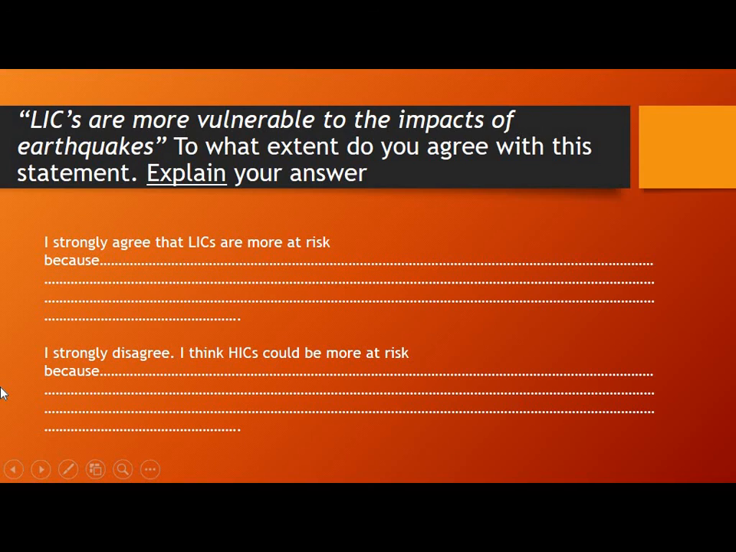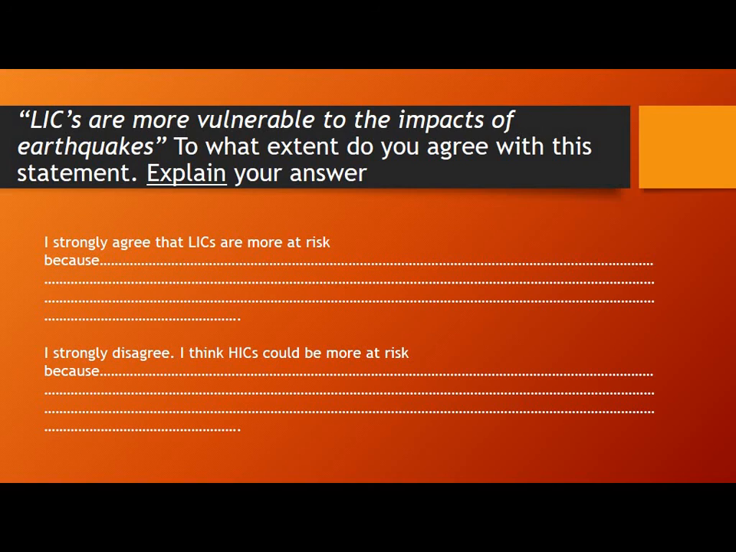Okay, the final task. LICs are more vulnerable to the impacts of earthquakes. To what extent do you agree with this statement? Explain your answer. So, you pick one of these sentence starters, not both. You are either going to strongly agree or you're going to strongly disagree. You need to look back at your points and think which one is more at risk. Your points are valid, every one you make. I just want your opinion on this.